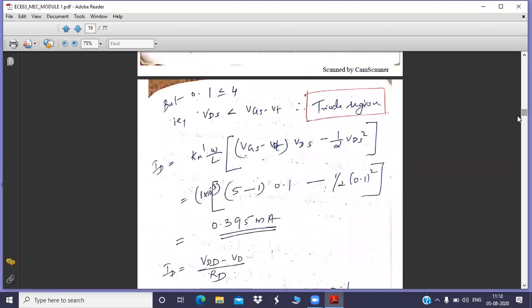So instead of putting VDS, you have 0.1, minus half into VDS square, which is 0.1 square. Simply put it in the calculator and try to enter things properly, with every bracket. Don't enter it as such. If you are confused with using calculators, first solve the things in the brackets one by one.